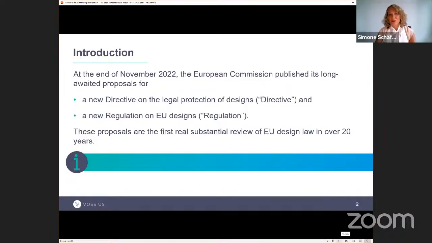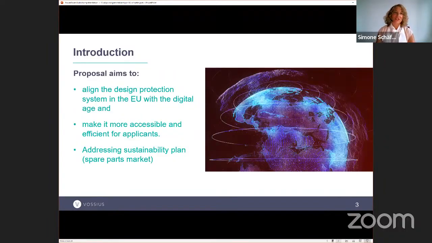So at the end of November 2022, the Commission published a long-awaited proposal for these two legal texts, which is a directive on the legal protection of designs and the new regulation on EU designs. And these proposals are the first real substantial review of the EU design law in over 20 years. So it's been a long time and it's a long-awaited change.